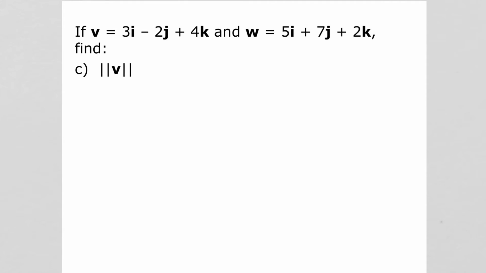And then this last part says find the magnitude of v. So that would be the square root of 3 squared plus negative 2 squared plus 4 squared, which is the square root of 29.